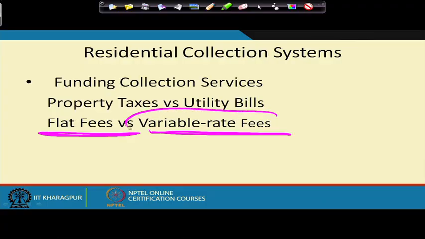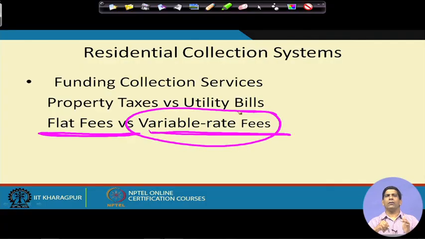So what you saw a couple of videos earlier, the prepaid bags, is your variable rate fee, where based on the number of bags you need to purchase, the more and more money you are paying. If you produce less garbage, you will need fewer bags. If you produce more garbage, you will need more bags. So that's the variable rate fee. So there is an incentive to reduce the amount of garbage that we are producing.